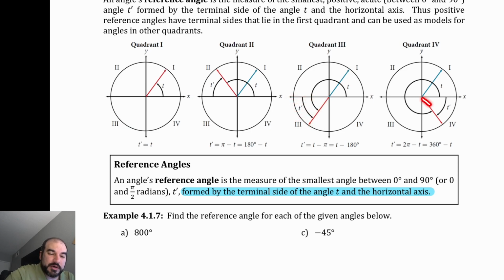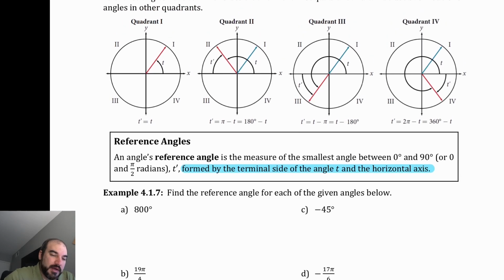And then in the fourth quadrant, we take our terminal side and the x-axis, and we form a nice acute angle. That's our reference angle. Okay, so reference angle is always forming an acute angle with the terminal side and the horizontal axis. Always with the horizontal, never with the vertical axis. This is a very common mistake that students make.